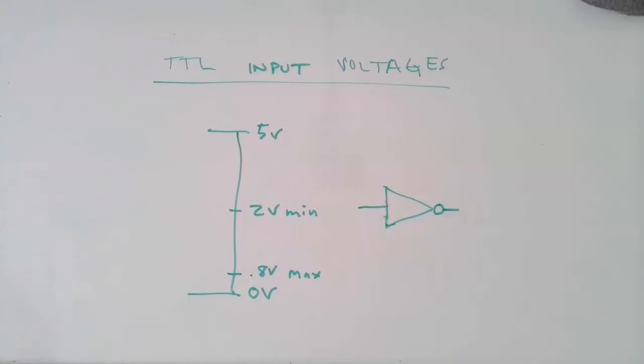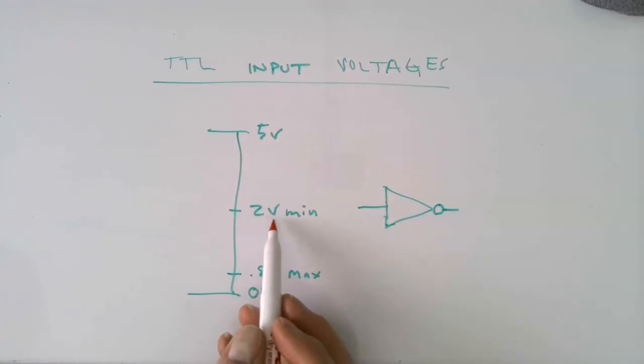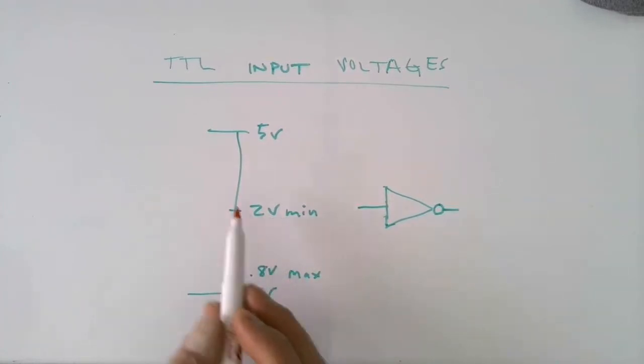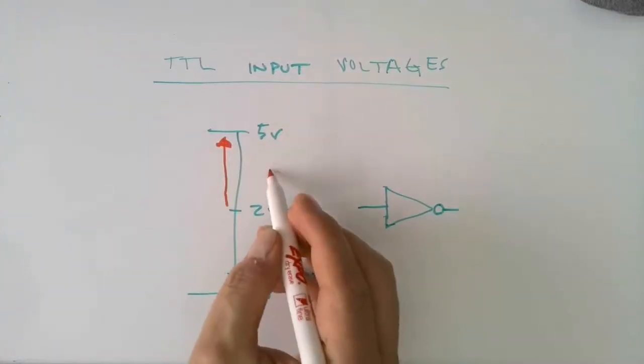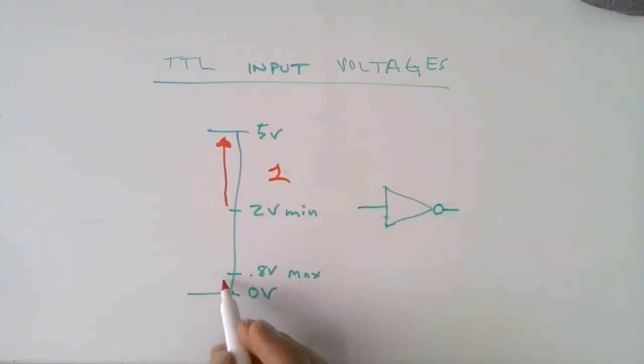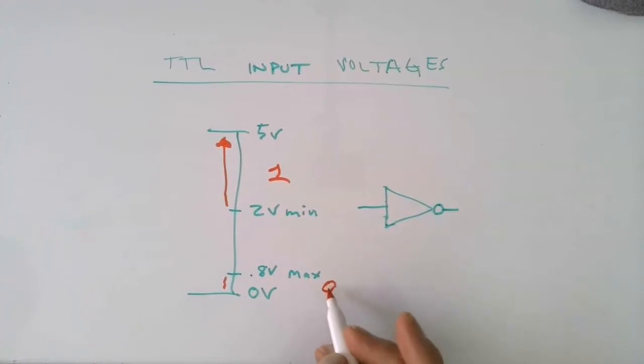For the TTL input voltages, it looks a little bit different here. What we have are what are called VIL max, that's the low input maximum, and the VIH minimum. In other words, the input can be anywhere from 2 to 5 volts, that's fine, and that would read as a logic 1. And anything below 0.8 volts would be read as a logic 0.